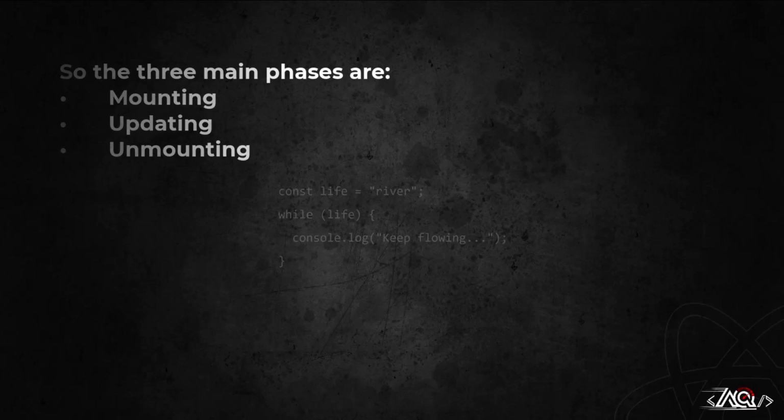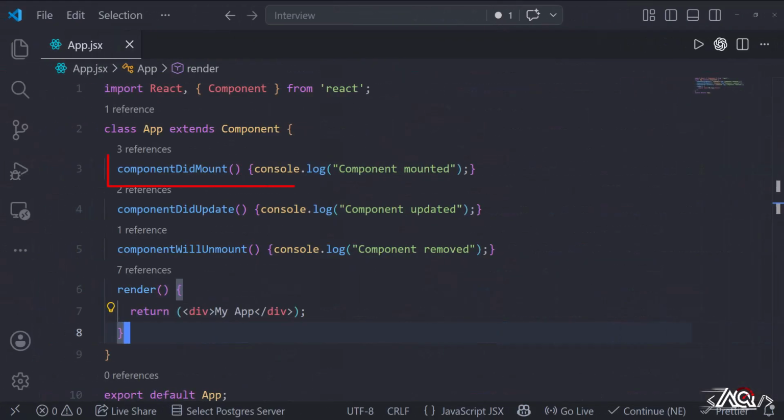Mounting is when a component is first created and added to the DOM. In class components, the main lifecycle method was componentDidMount. This was commonly used for API requests, setting up subscriptions, starting timers, and so on.